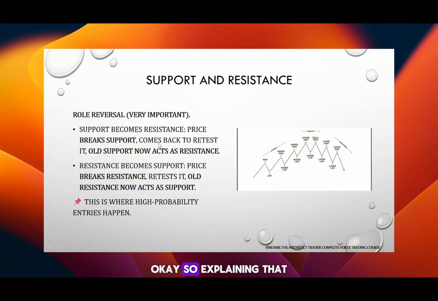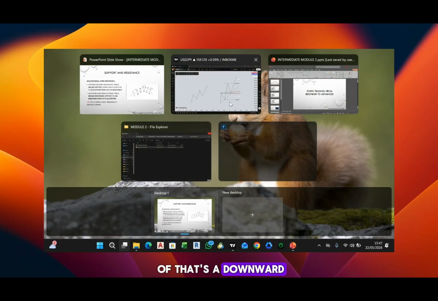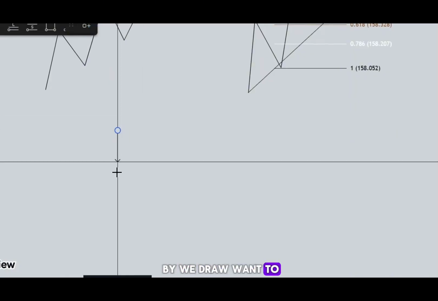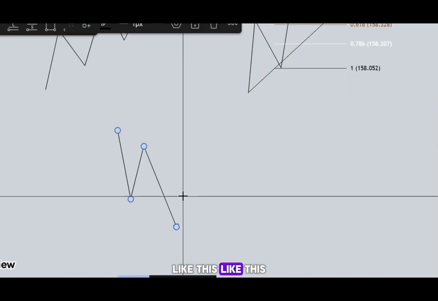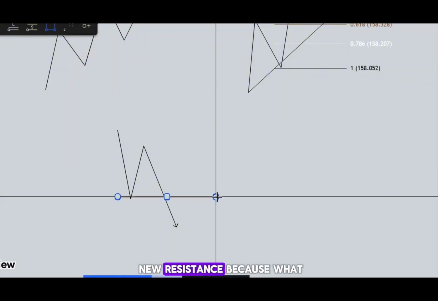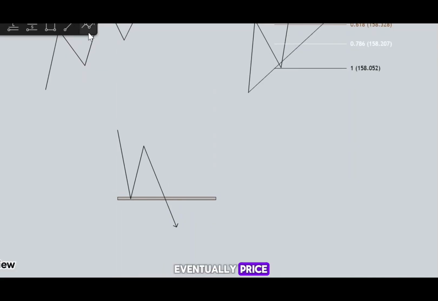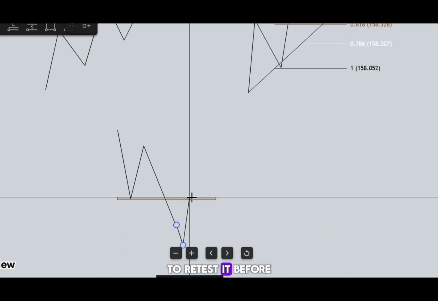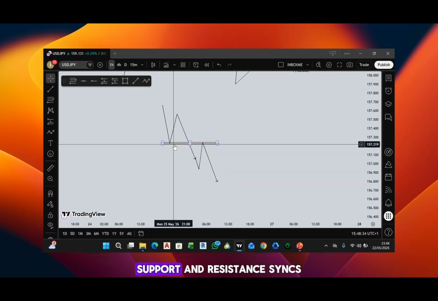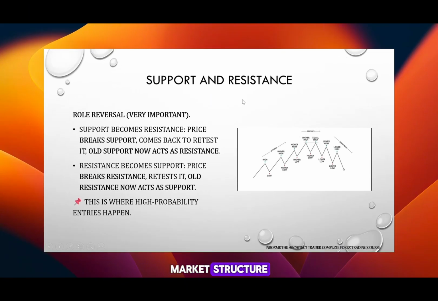Okay, so explaining that, we've explained the support becoming resistance, price breaks support. That's the opposite, that's a downward structure actually. So you understand that we want to see something like this, like this, like this, then our support, which was there, now becomes a new resistance, because eventually after breaking through, price comes back to retest it before going down again, right? So it's just a typical explanation of how support and resistance syncs with market structure.